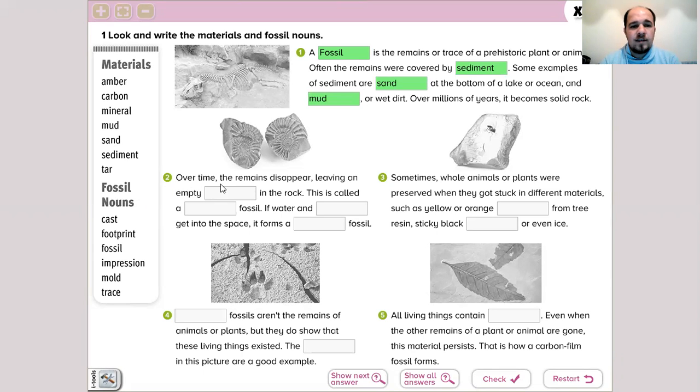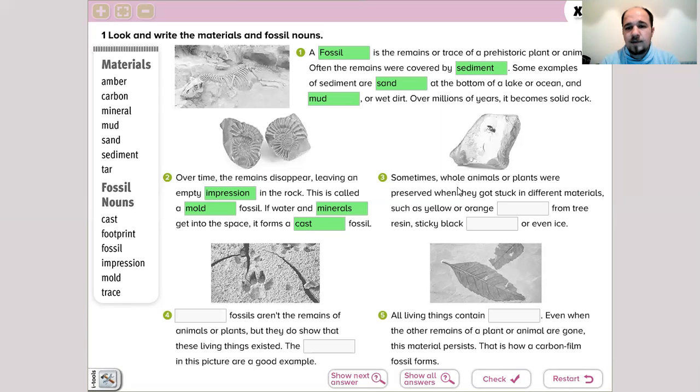Let's do the second one. Over time, the remains disappear, leaving an empty impression in the rock. This is called a mold fossil. The remains disappear, leaving an empty impression like that, and we call that a mold fossil. If water and minerals get into the space, it forms a cast fossil. Yes, it's a bit complicated topic for you, but it's not a problem. Let's learn about fossils and archaeology or paleontology.